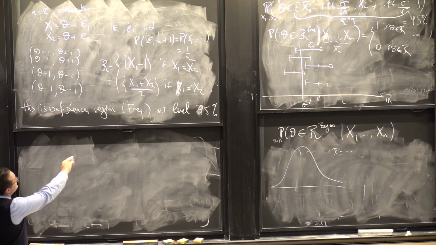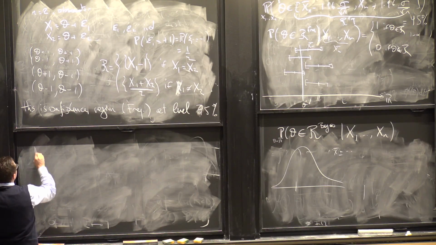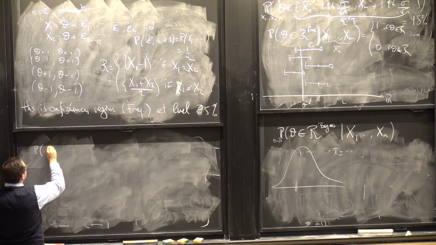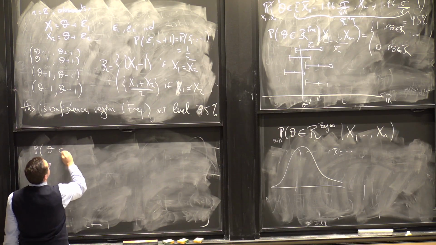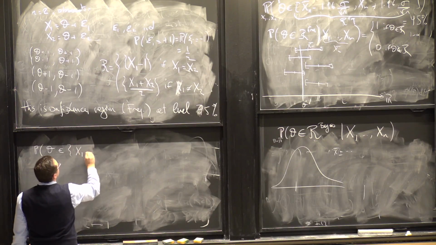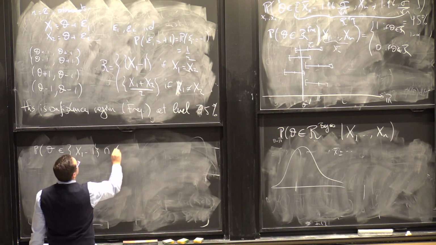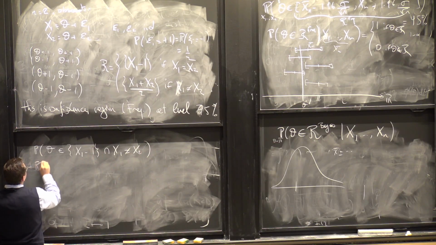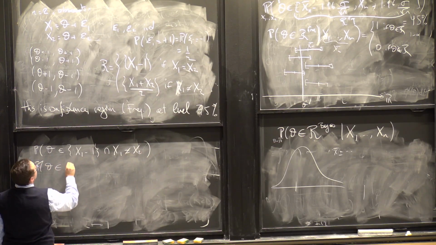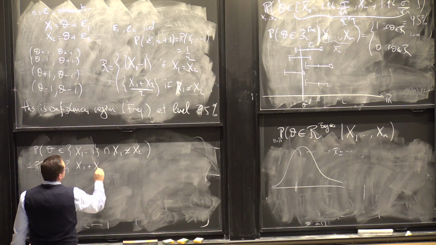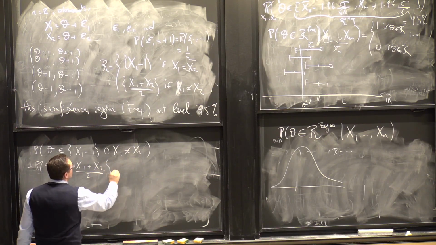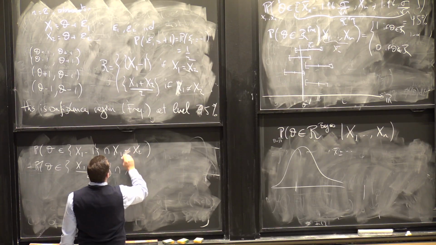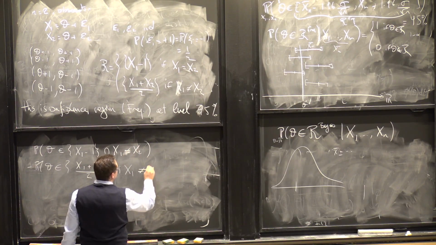OK, so I have this thing. So what I need to check is the probability that theta is in one of those two things, right? So what I need to find is the probability that theta is in x1 minus 1 and x1 is not equal to x2. And those are disjoint events. So it's plus the probability that theta is in x1 plus x2 over 2 and x1 is different from x2.